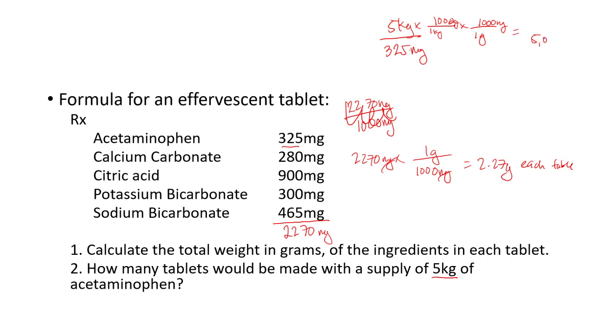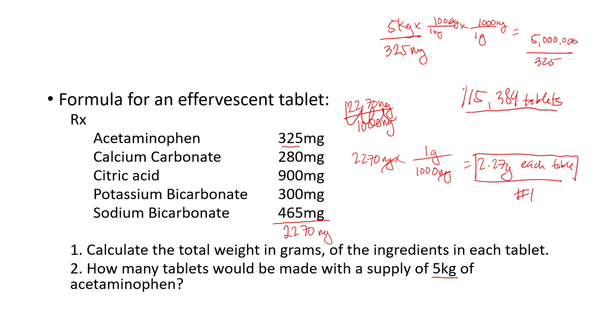So that is 5 million divided by 325. You can make 15,384 point, wow, you can make this amount of tablets. Okay. So this is the answer for number 1. Well, this is the answer for number 2.